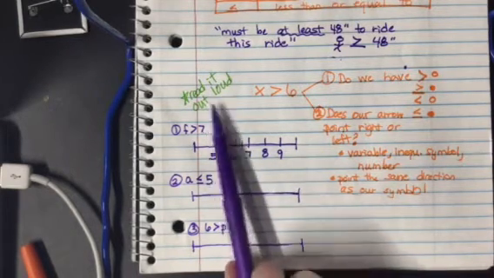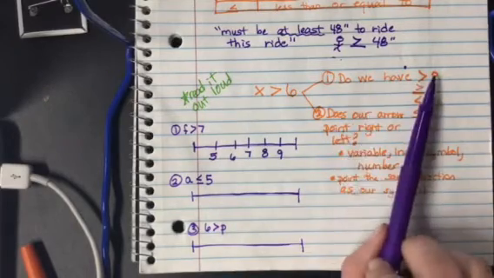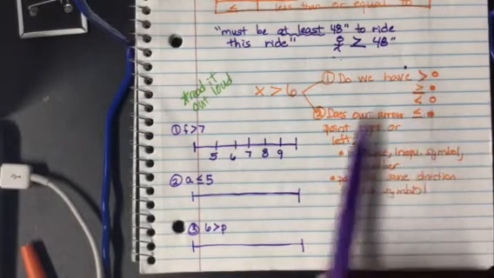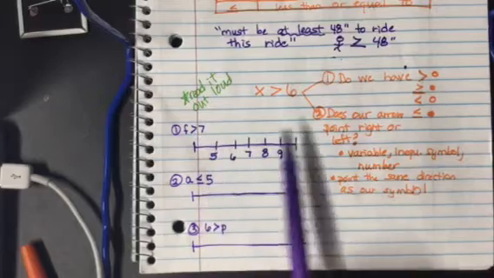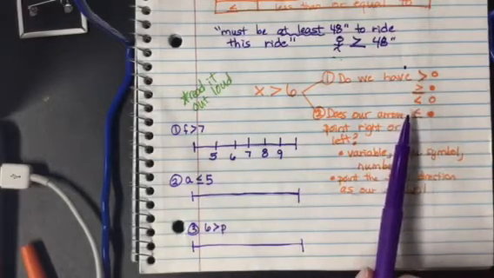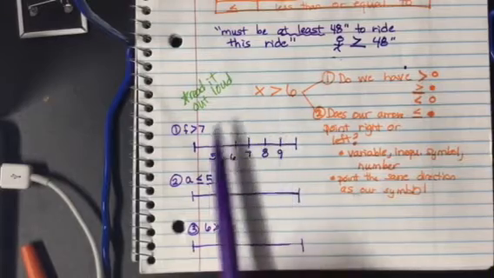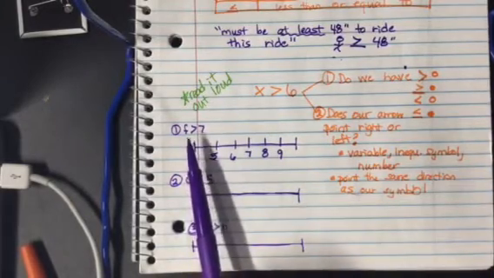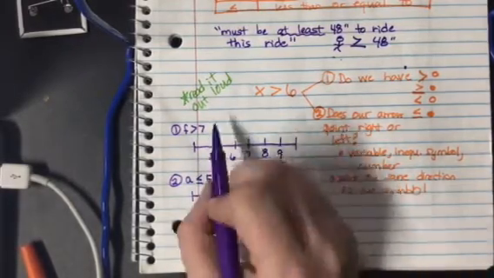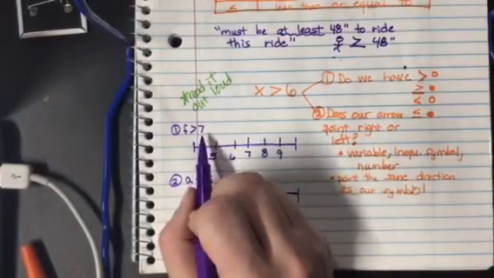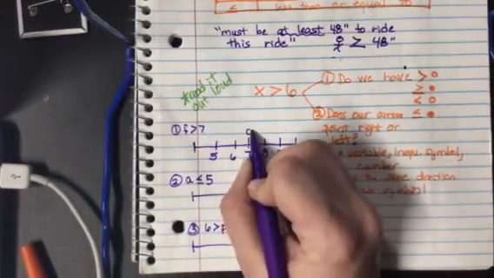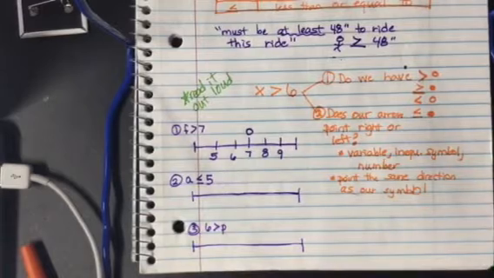So the first thing we're going to do is answer the question, do we have an open circle or a closed circle? Open, right? Because we don't have the little equal sign line underneath our inequality symbol. It's just greater than. F is greater than 7. So we're going to go to the number 7, and we're going to put an open circle.